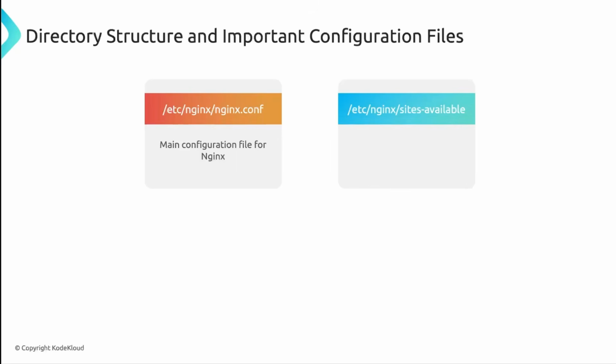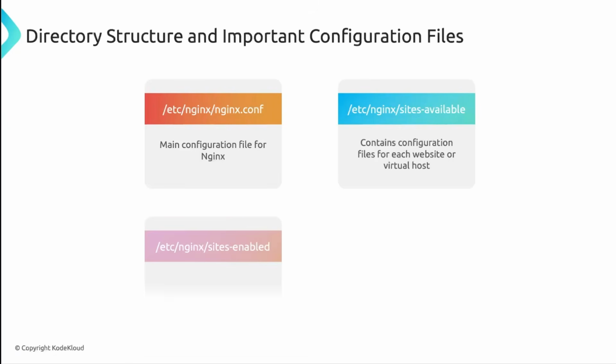Next, we have a directory inside of that etc nginx folder called sites-available. And here you'll find the configuration files for each website or virtual host you configured. Just keep in mind that just because you have a file in there, it doesn't mean that the configuration is active. So that's where you would need the next folder, which is called /etc/nginx/sites-enabled.